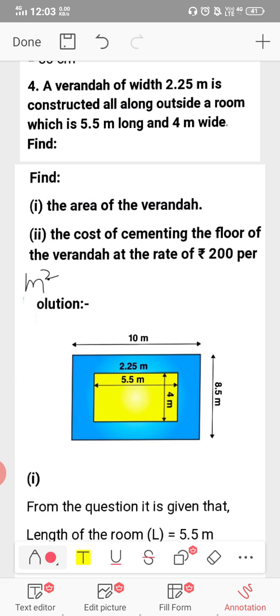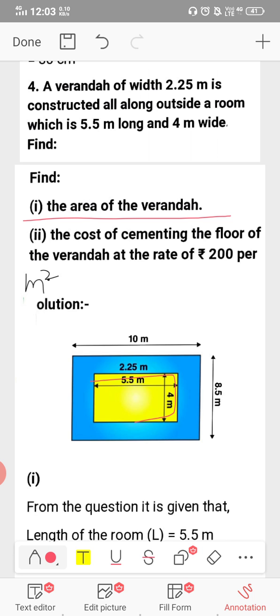A veranda of width 2.25 meter is constructed all along outside a room, which is 5.5 meter long and 4 meter wide. Find firstly the area of the veranda and secondly the cost of cementing the floor of the veranda at the rate of 200 rupees per meter square. So it is given that there is a room whose dimensions are 5.5 meter long and 4 meter in breadth.